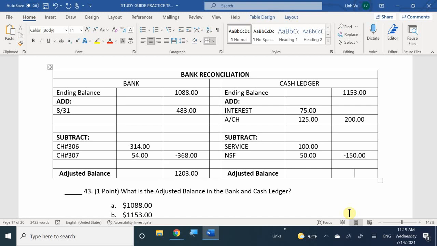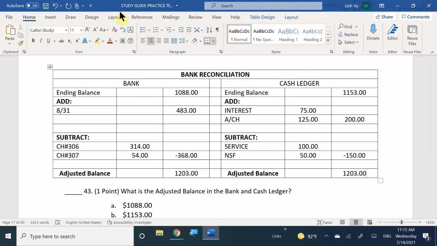Okay, 1153 and 200, that would be 11... I'm sorry, that'd be 1353. And then from the 1353 minus the 150, 1203. There you go. You don't know what I was doing. Okay, 1203. You were adding the service charges.